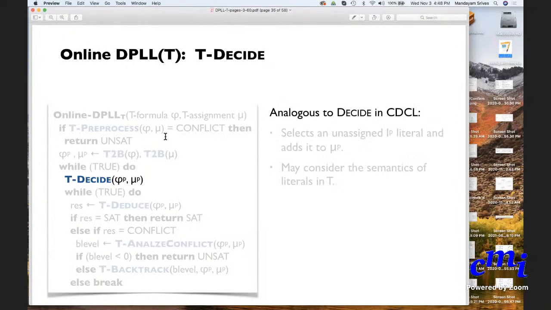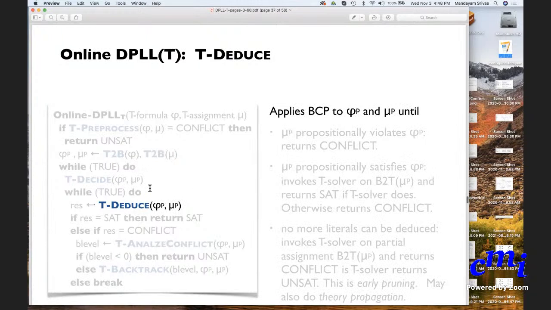Okay. So, like I said, this is analogous to decide in CDCL. It selects a new unassigned literal. First, of course, it starts with generating the Boolean abstraction, and assume mu, which is the assignment to the literals, starts empty, like earlier. Then T-decide selects an assignment. It may consider some semantics of the literals in T. And T-deduce does a lot more interesting stuff, okay?